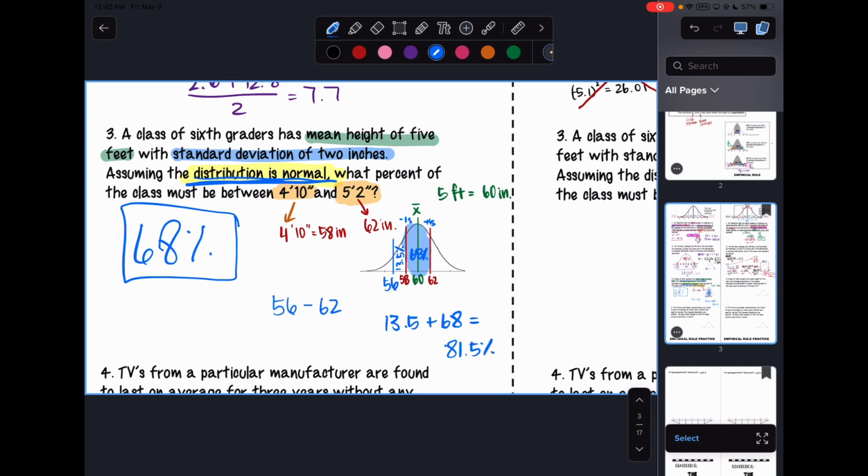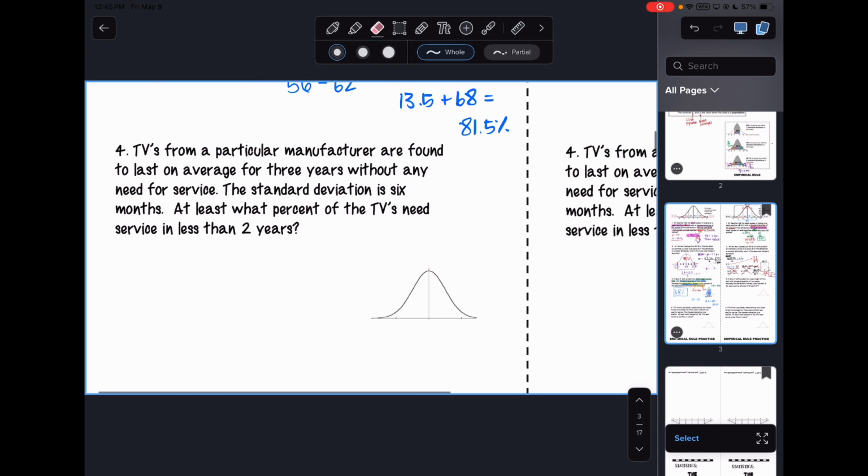If I ask you, what's the chance that a 6th grader is between 56 to 62 inches in height? It's 81.5%. That's also the probability. Okay? The percentage can also translate to probability, and that's part of today's learning target. Okay? All right, so let's go on to number 4.